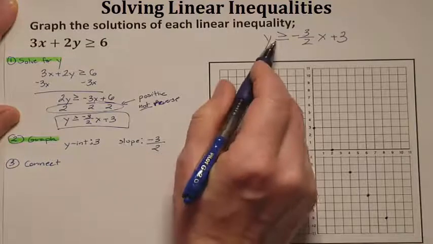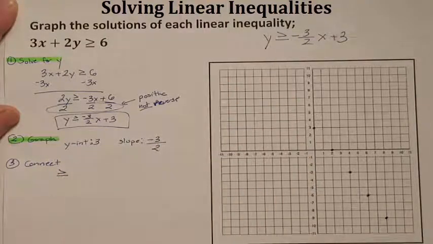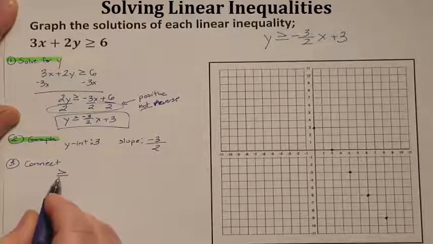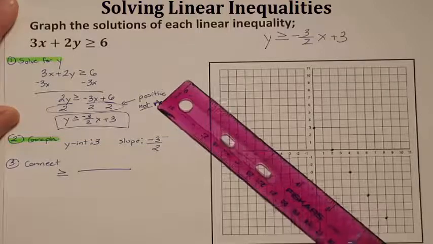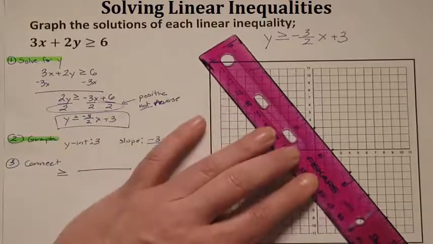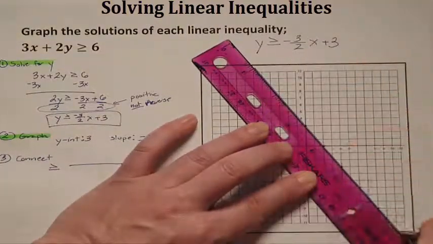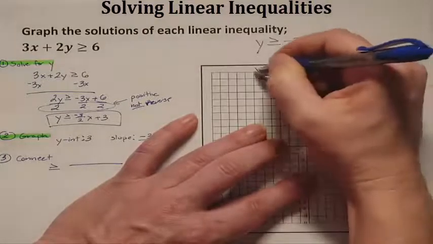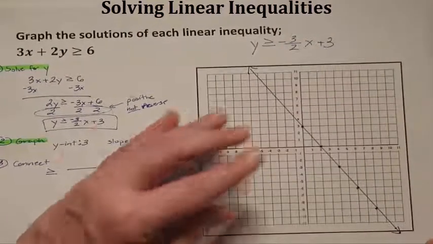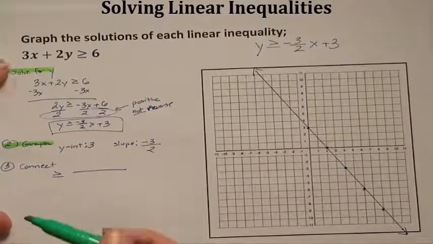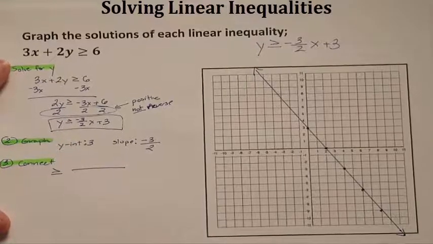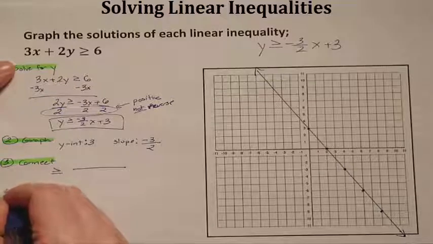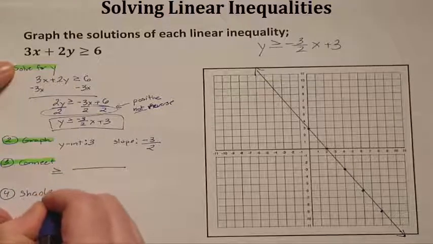The inequality symbol that we have looks like this. There's an equal sign in it. If there's an equal sign, that means we are connecting with a solid line. So now I'm going to use my ruler. Here's me connecting with my solid line, and remembering you need arrows on both ends. So step number 3 was to connect with a solid line. Now, because we're dealing with inequality symbols, step number 4 is to figure out how to shade on your line.